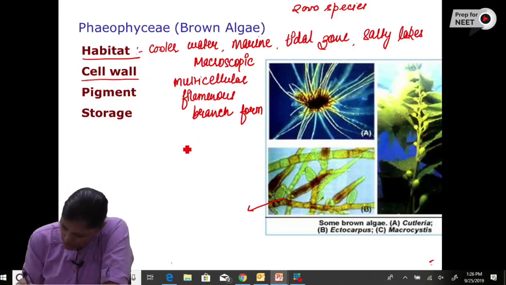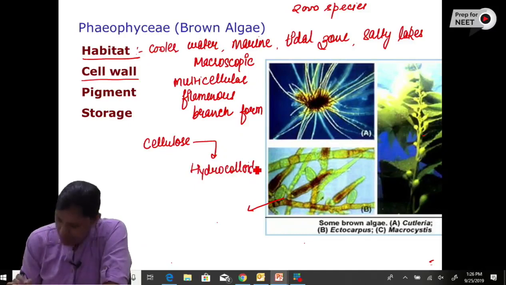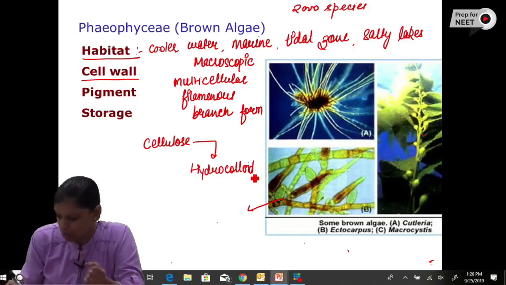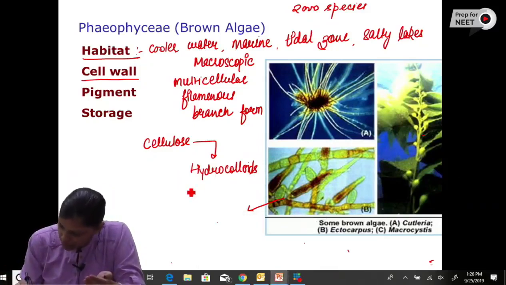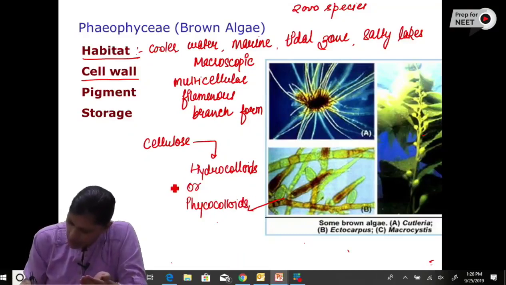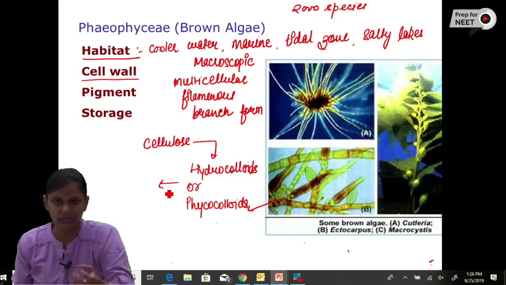Let's talk about the next feature, which is the cell wall. The cell wall is made up of cellulose, and this cellulose is covered with a substance which is known as hydrocolloidal substance. What do you mean by hydrocolloids? Hydrocolloids means that they can hold water. Since they are part of the algae, we also call them phycocolloids. Commercially, we extract these substances from the algae to make ice creams and jellies.